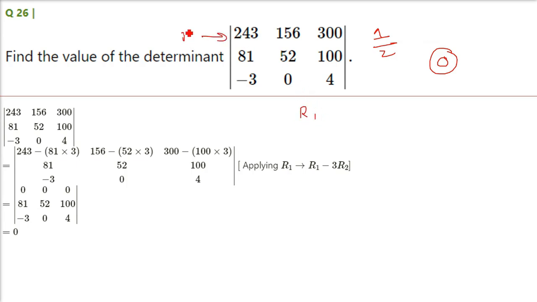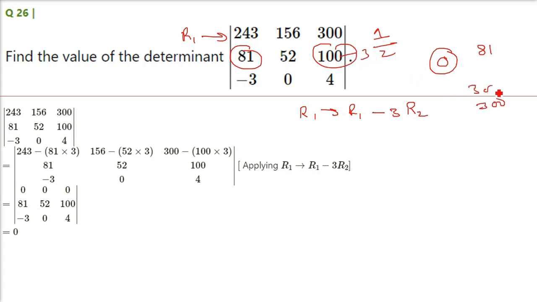So this is row 1. We have row 2 and row 3. Now you see 81 into 3 is 243. 52 into 3 is 156. 100 into 3 is 300. So if you multiply the second row with 3 and subtract the first row from the second row, you are going to get 0.